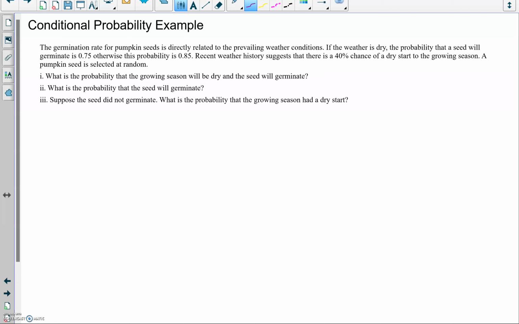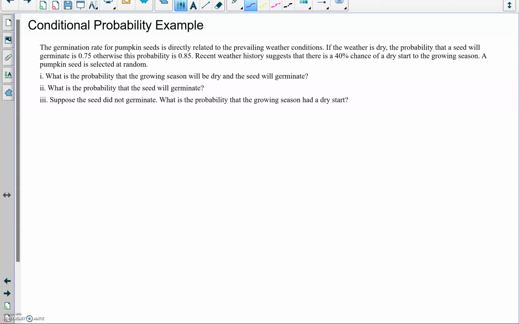Conditional probability example. In this video, I'm going to go over a problem that involves conditional probability as well as Bayes' theorem, which is based on conditional probability concepts. Again, the first thing I like to do with these is read through them, see what they're asking for, and then go back through and start gathering some information.